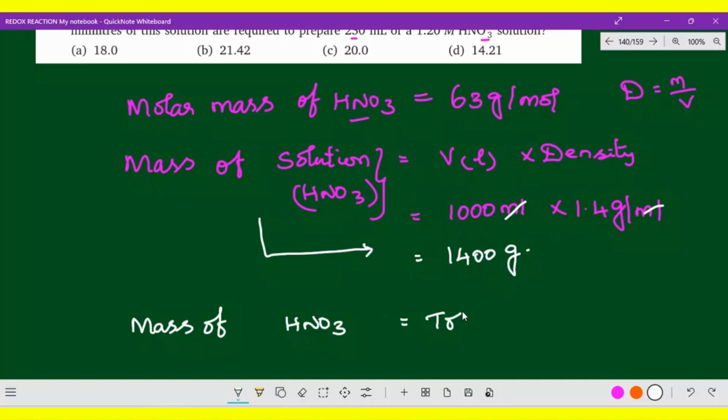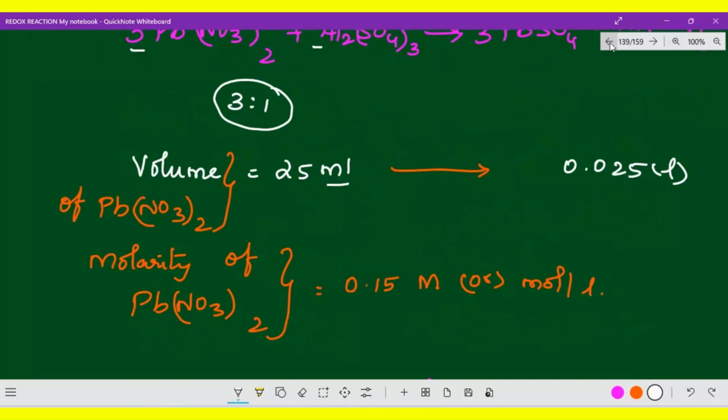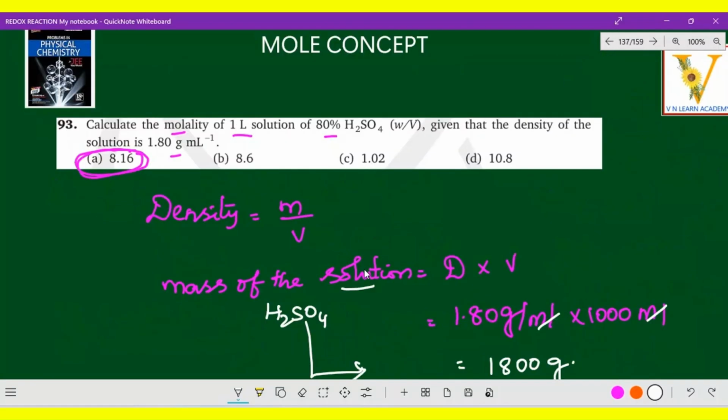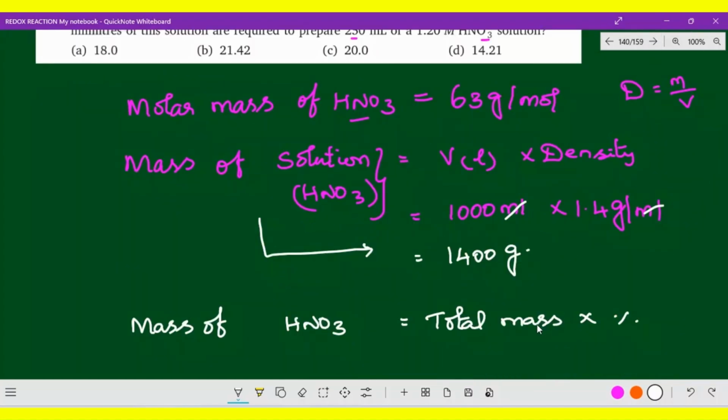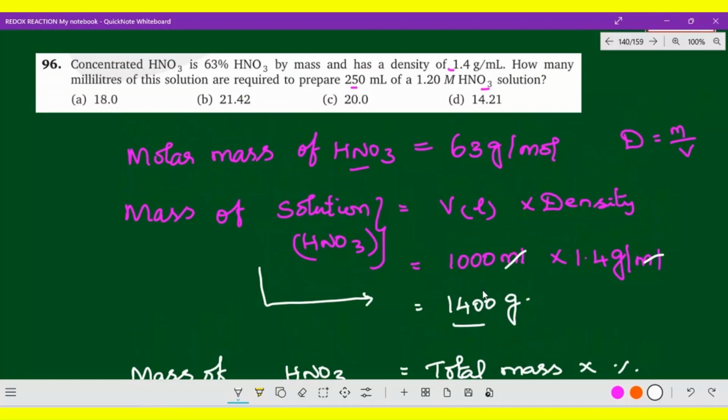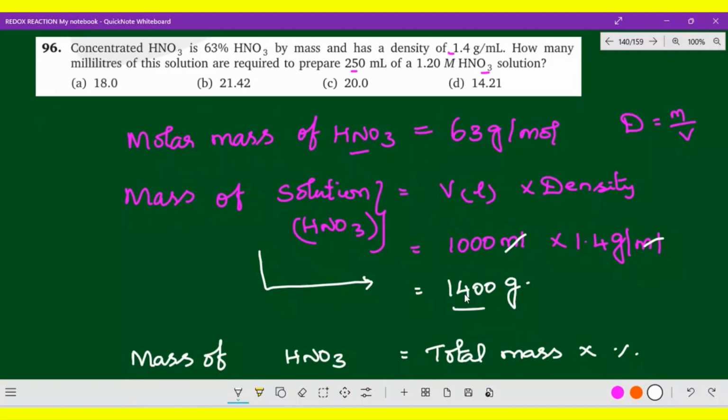So here it is total mass into percentage. The same type of question as question number 93. There the second step was the mass of the H2SO4 solute, volume into percentage. But here it is total mass into percentage. So you see the difference for both questions. Both are the same concept. Only in that question the volume was already given, but here we are calculating the total mass.